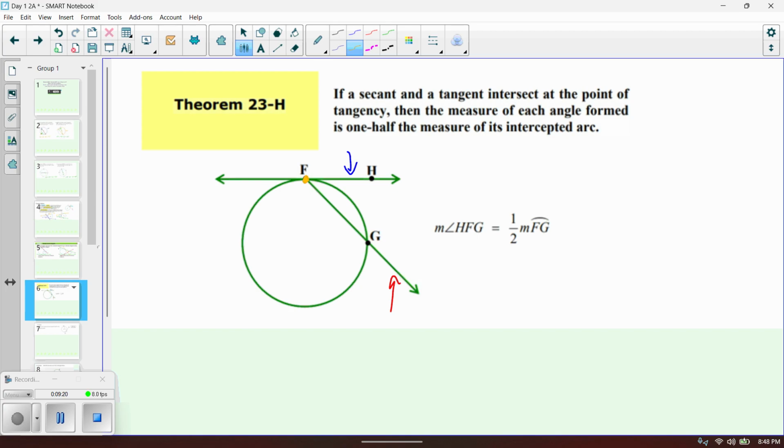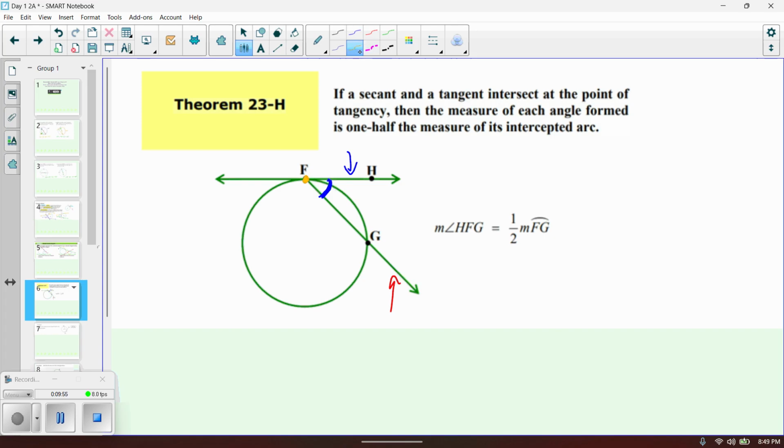If a secant and a tangent intersect at the point of tangency, so at the outside of the circle, then the measure of each angle formed is 1/2 of the measure of its intercepted arc. So in other words, the angle which is in here is going to be 1/2 of the arc that this thing intercepts. Well, it intercepts the arc between F and G.